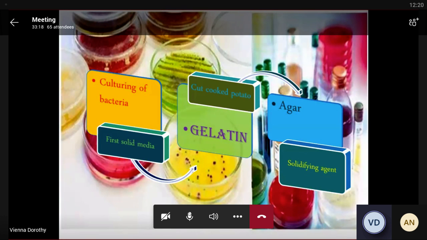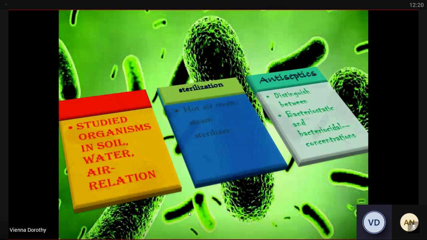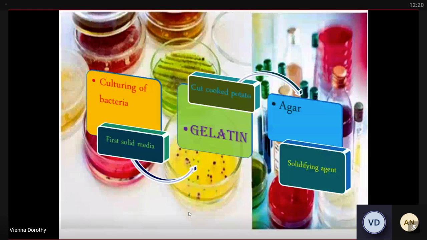Okay, so initially it was broth, that's liquid media. It had certain disadvantages, so we moved on to solid media, that was cut cooked potato. From there we moved on to gelatin, which had certain disadvantages, then it went on to agar, which is a solidifying agent still used now. Fine, moving on to the other concepts. Agar is prepared from seaweeds.